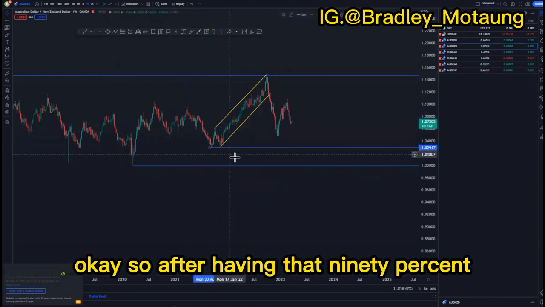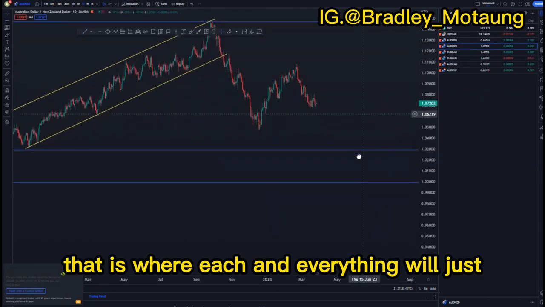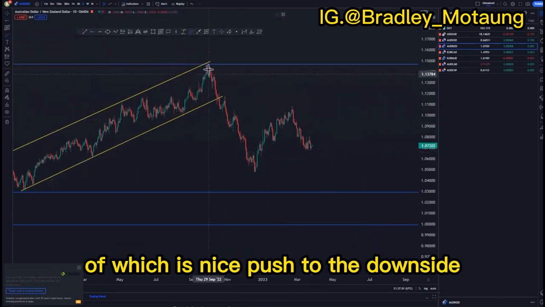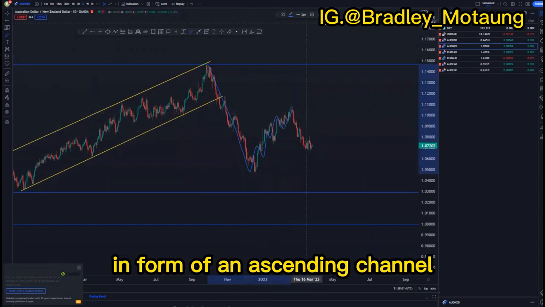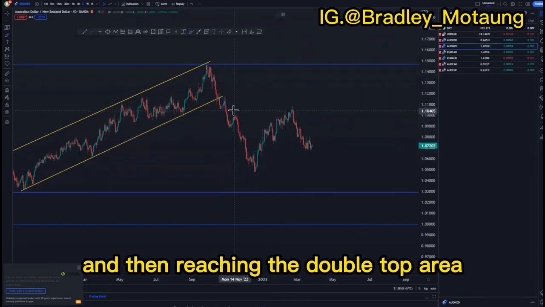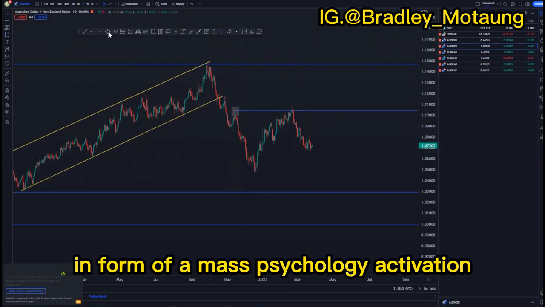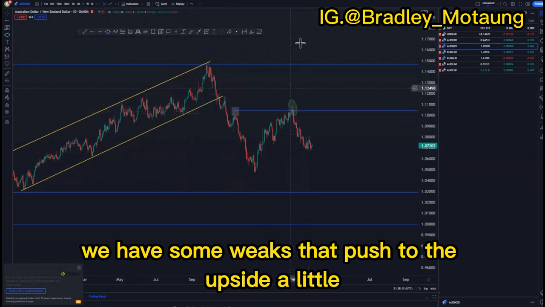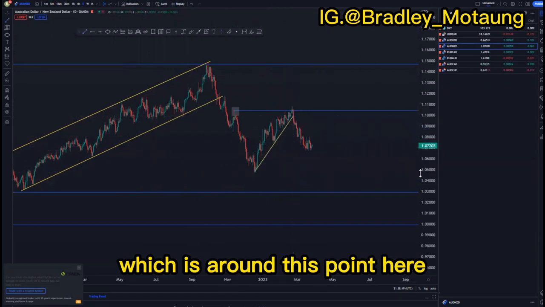Okay, so after having that 90% on the daily time frame, that is where each and everything will just come together, just because we had the push to the downside, which is nice. Then a corrective move in the form of an ascending channel, and then reaching the double top area, which is very important, in the form of a mass psychology activation. As you can see, we have some wicks that push to the upside a little, and then we have the nice ascending channel, which is around this point here.